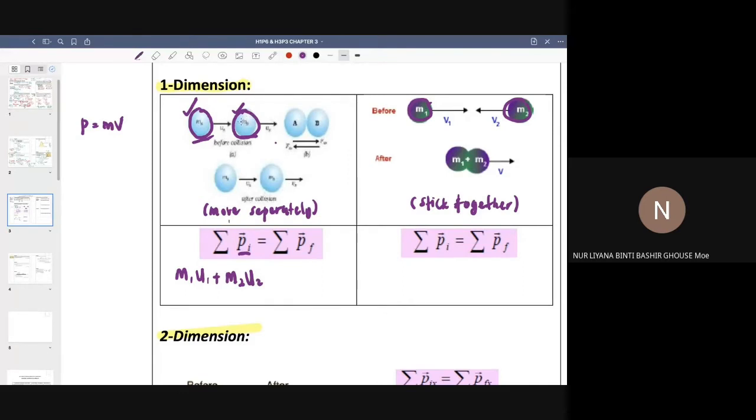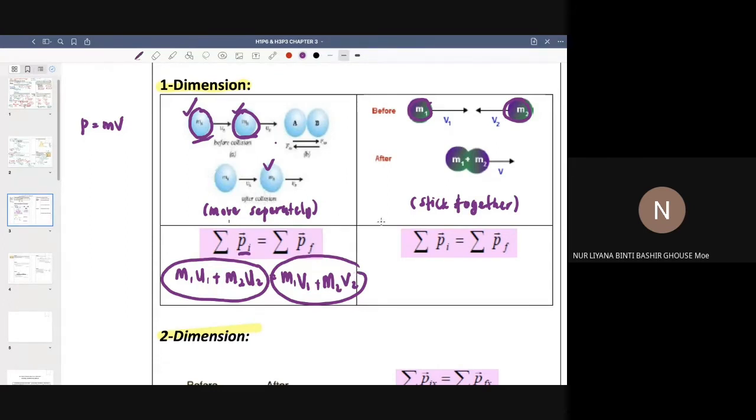Maksudnya sebelum dia collide. Lepas tu dia sama dengan momentum final. So dia masih M1 tapi dia dah bergerak dengan velocity yang lain, so dia jadi V1. Tambah M2, mass yang kedua ni, V2. Okay, so kita ada dua objek and dua-dua objek ini ada momentum sebab dua-dua objek ini bergerak. So sebab tu dia jadi M1 U1 plus M2 U2. Ini adalah untuk initial, sama dengan yang final, M1 V1 tambah dengan M2 V2, sebab finally kita ada dua benda yang bergerak juga.